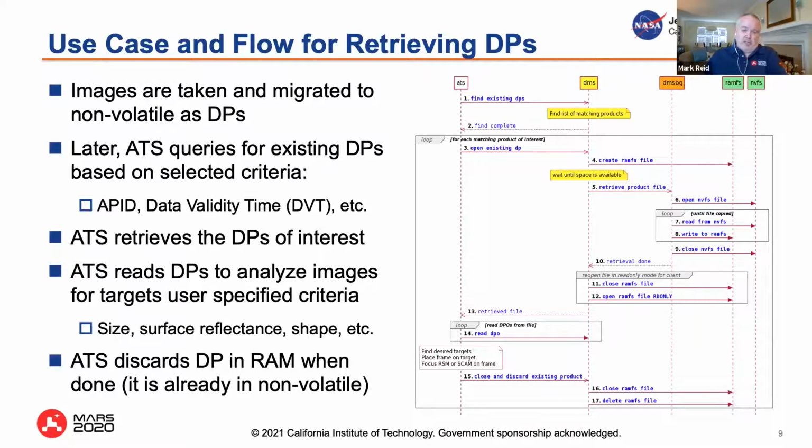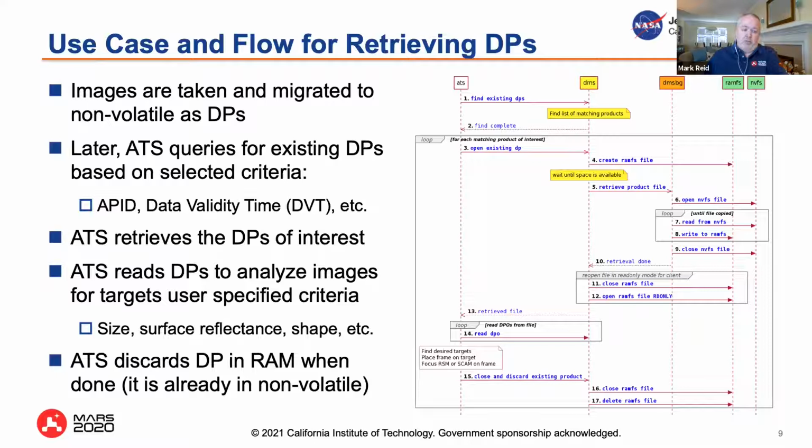So it loops through that list and says, open a data product, at which point DMS does the reverse migration, copies it into RAM with all the steps on the sequence on the right. And then step 13 basically says, here's your retrieve file. At which point the autonomous target selection can then go read data product objects out of that file and analyze the images for targets of interest.